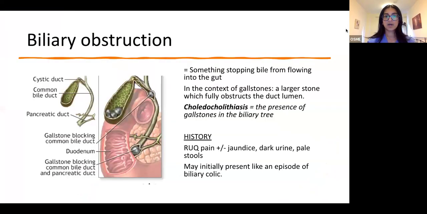Okay, so talking a bit about biliary obstruction. Choledocholithiasis is different to cholelithiasis because the gallstones are now obstructing the flow of bile as they're present in the common bile duct. And this means that the patient presents with right upper quadrant pain and jaundice, like in the question. And this jaundice is obstructive. So they would have dark urine, pale stools, and high levels of conjugated bilirubin in the urine and also in the blood. And it might present like biliary colic initially.